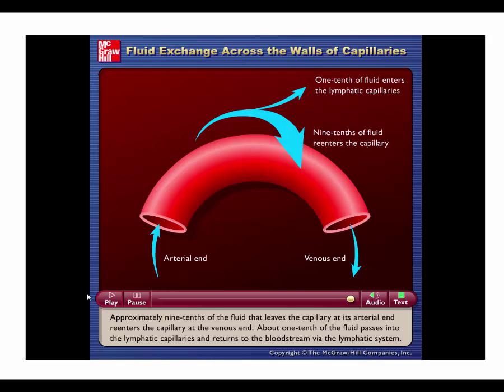The video is not different than the last one. The last one said 90% and 10%. That's the same as 9/10 and 1/10. So it's not a different statement there.